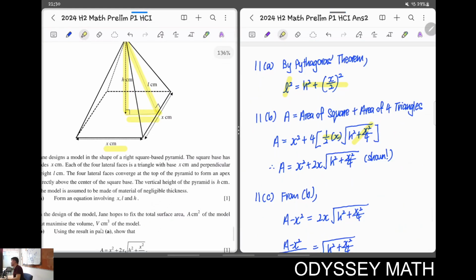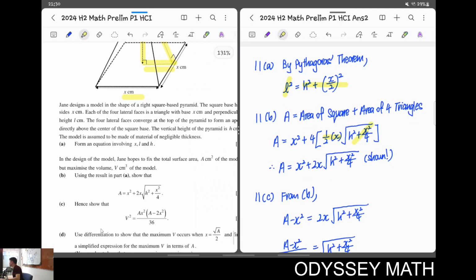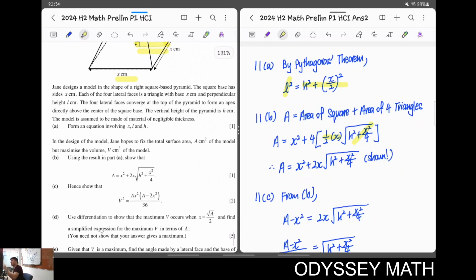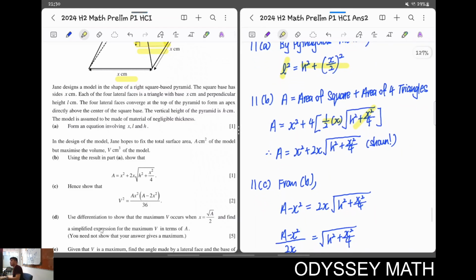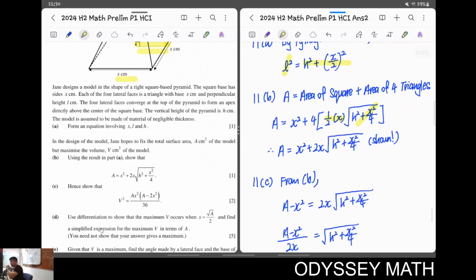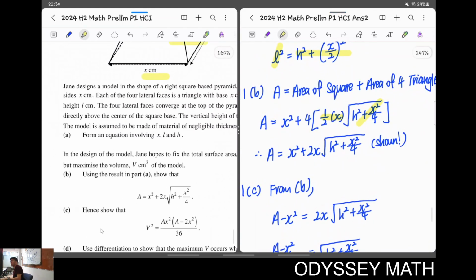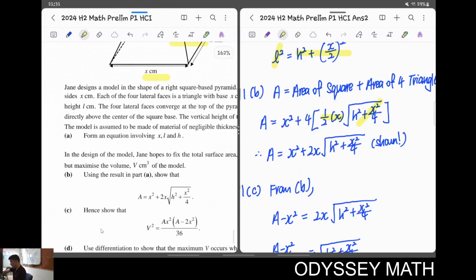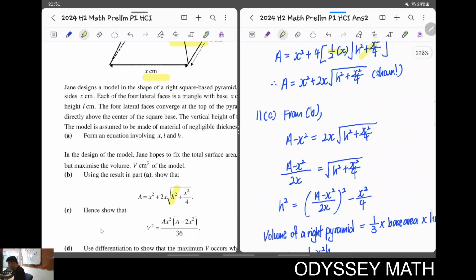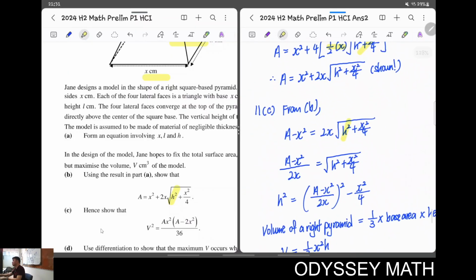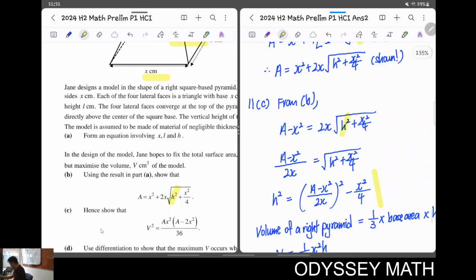Any question on that? Okay, 11C. Oh, got question, is it? 11C. Hence, using that, show that V squared, the square of the volume, is given by this expression. So what you need to do, right, is first, we know that the volume is 1/3 base area times height. So the reason why the question asks you to show part B is so that you can, remember in differentiation, make h squared the subject. So you work out the algebra yourself, okay? So h squared is given to be this.